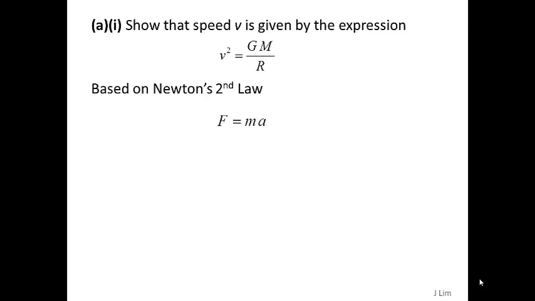Based on Newton's second law, F equals ma, F is the resultant force. For this circular motion, on the left hand side, the force is GMm over r squared, and on the right hand side, a is given by v squared over r. This is only true for circular motion. So in this case, rearranging the terms, we have v squared equals GM over r.